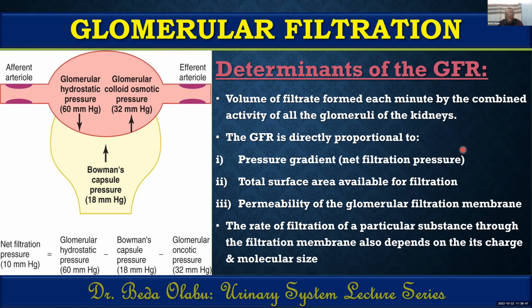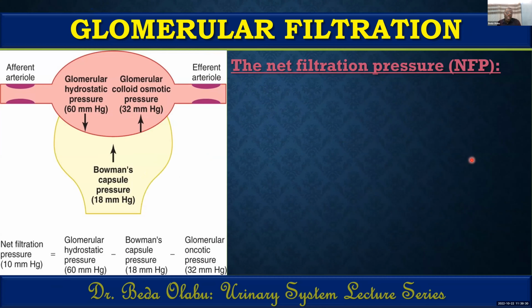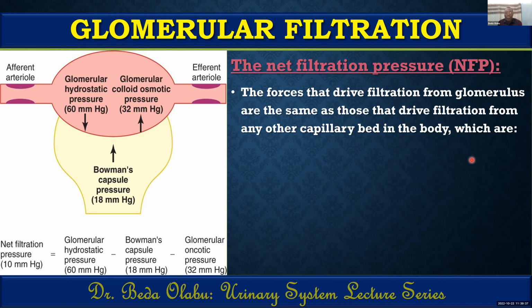These are the 3 major things, but for each substance, there are also other things that matter. Importantly, the charge on that substance. The ones which are negatively charged will tend to be repelled at this barrier, as opposed to the ones which are positively charged. And also the molecular size. The larger particles will tend not to go through, as opposed to the smaller particles. So these are the determinants of the GFR, but I want us to elaborate more on this concept of pressure gradient. The net filtration pressure, which is the pressure gradient, is important, and so I want us to talk about it.